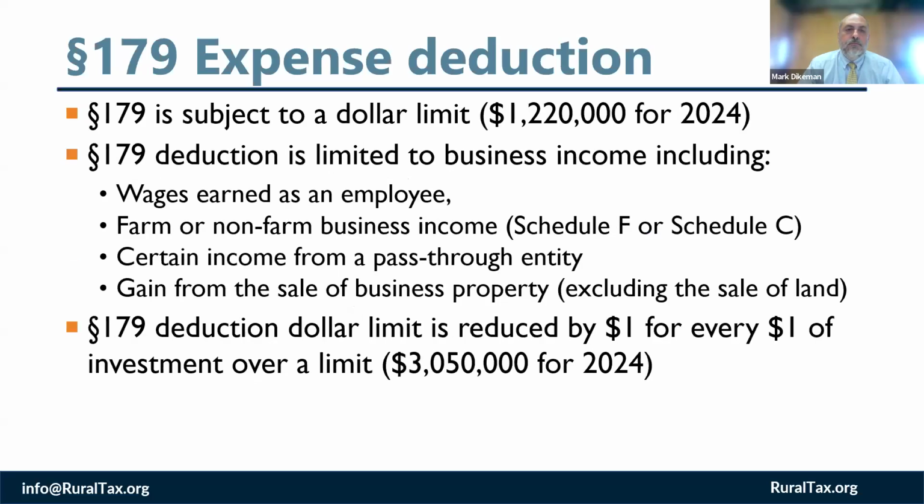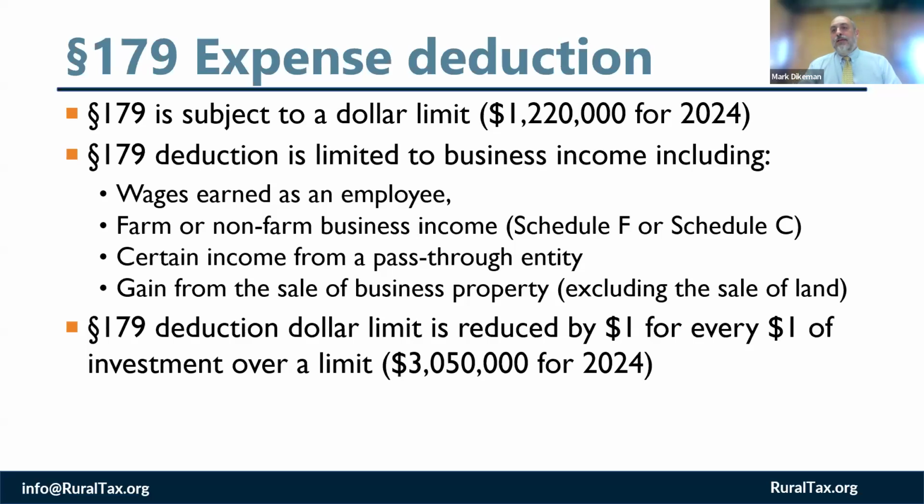There are several limits that apply to the Section 179 expense deduction. The first is a dollar deduction. For 2024, the most I can take in Section 179 is $1,220,000. That's indexed for inflation, and it bumps up a little bit each year. So in 2025, it will be slightly more.